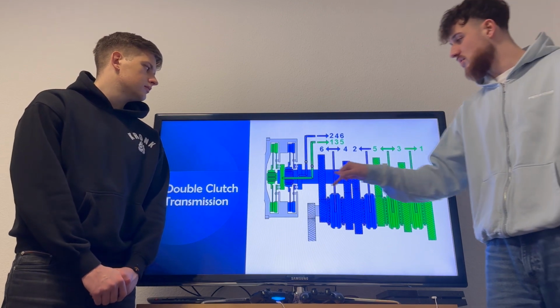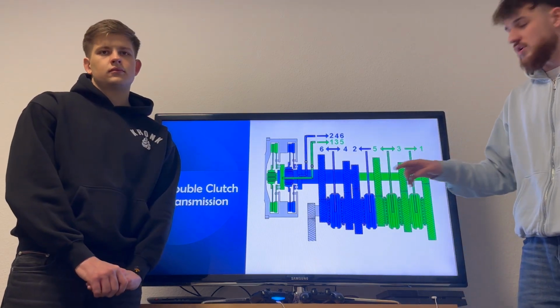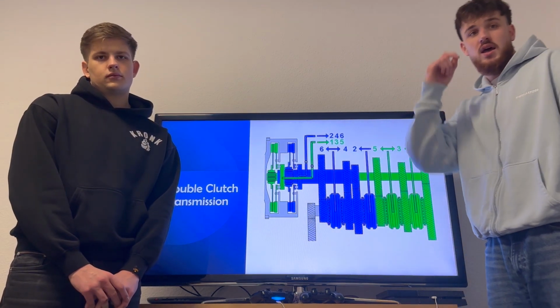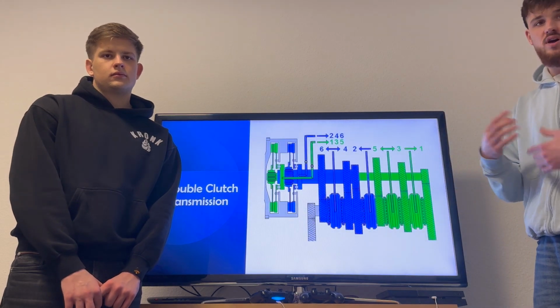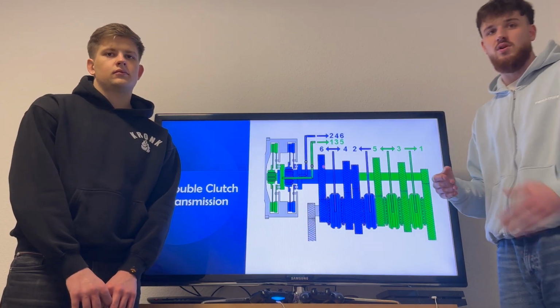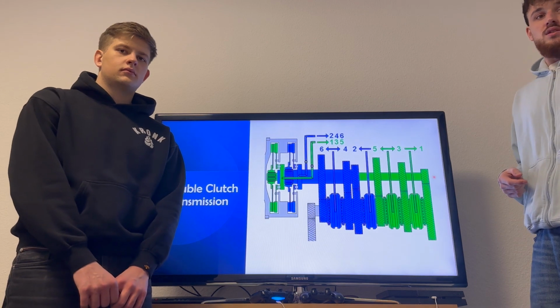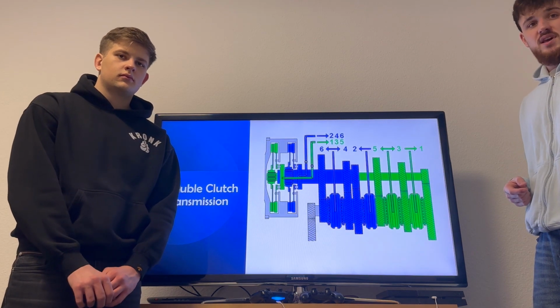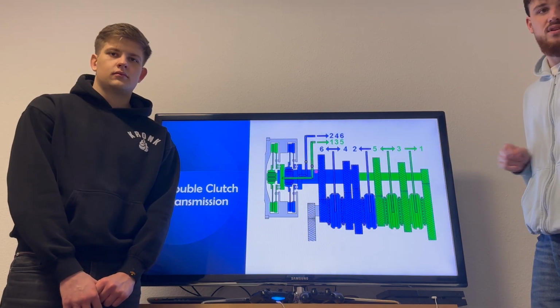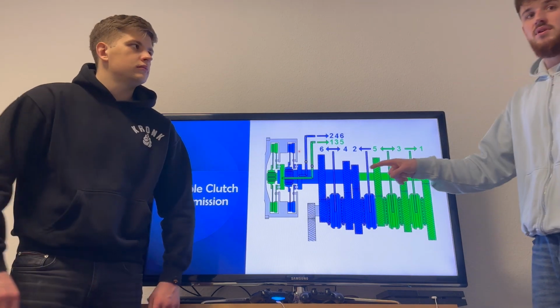Here you can see the two clutches and the two input shafts, one is full and one runs around the other, so this one is named the hollow shaft. One shaft takes over the even gears and one the uneven gears. Reverse gear can be on both shafts.